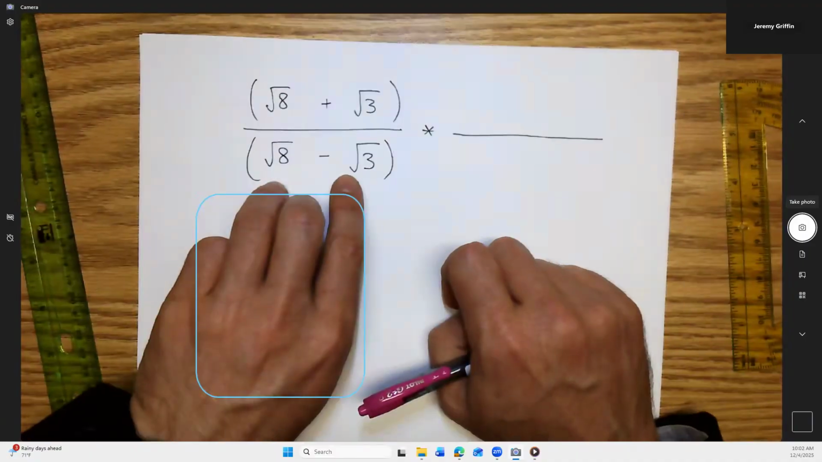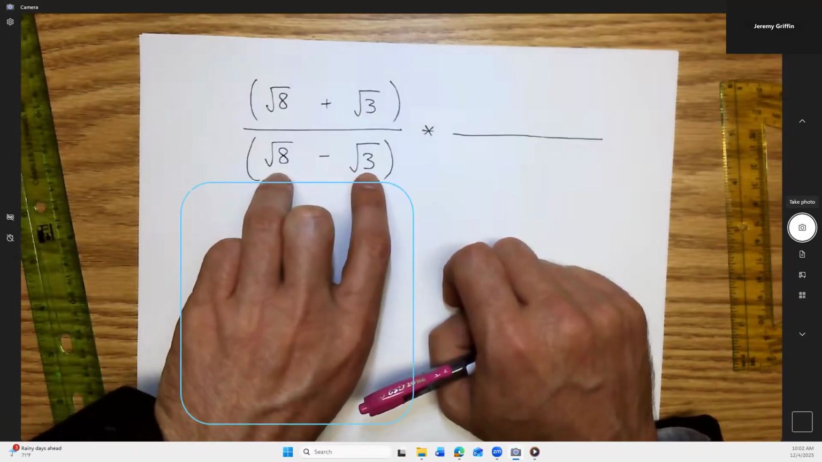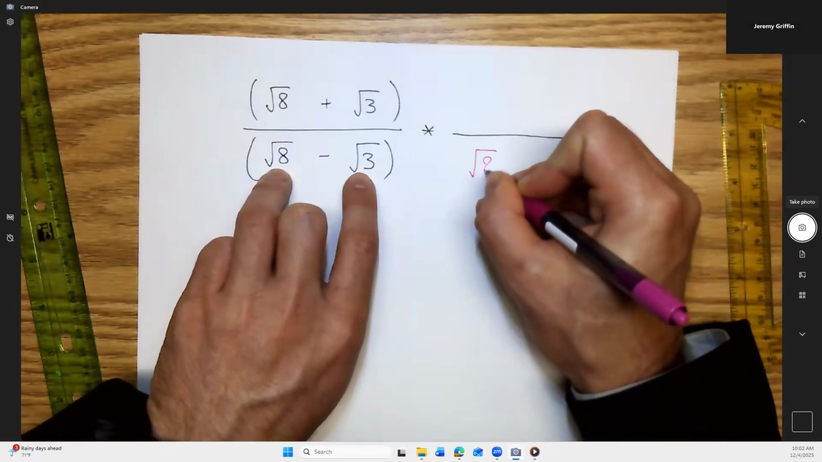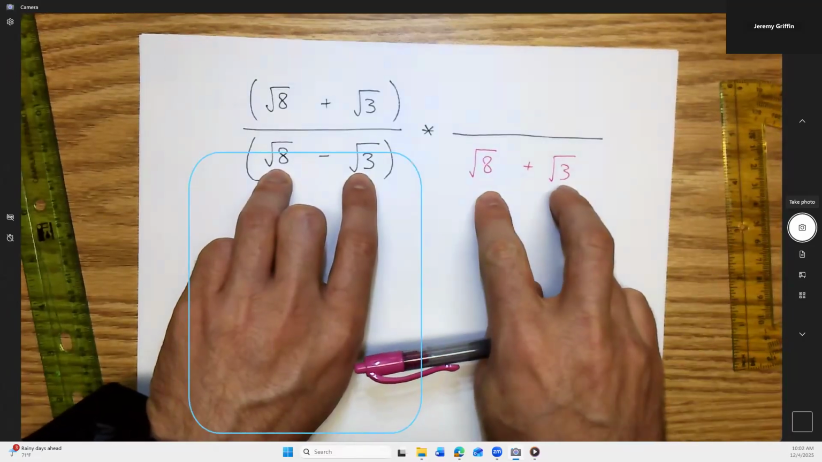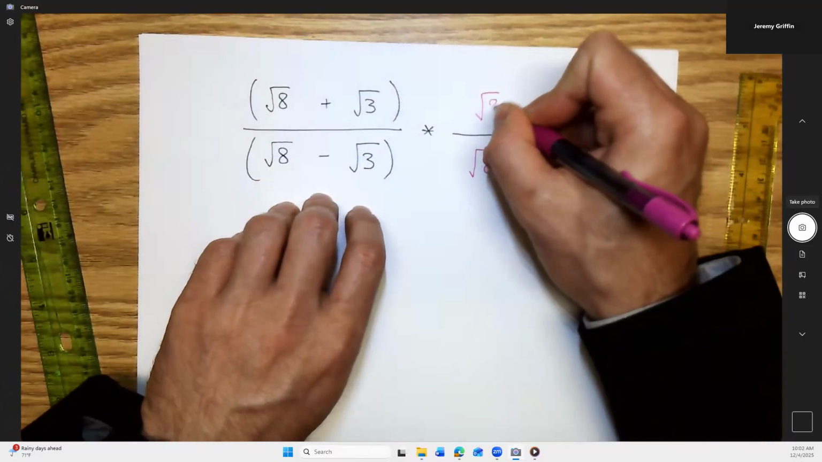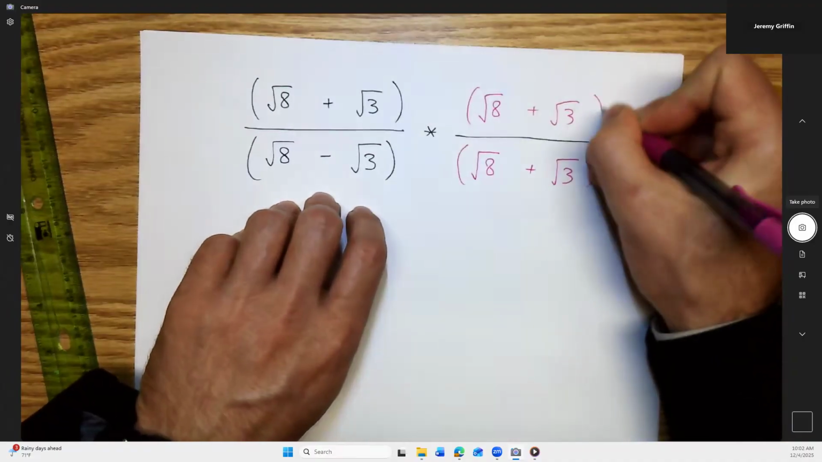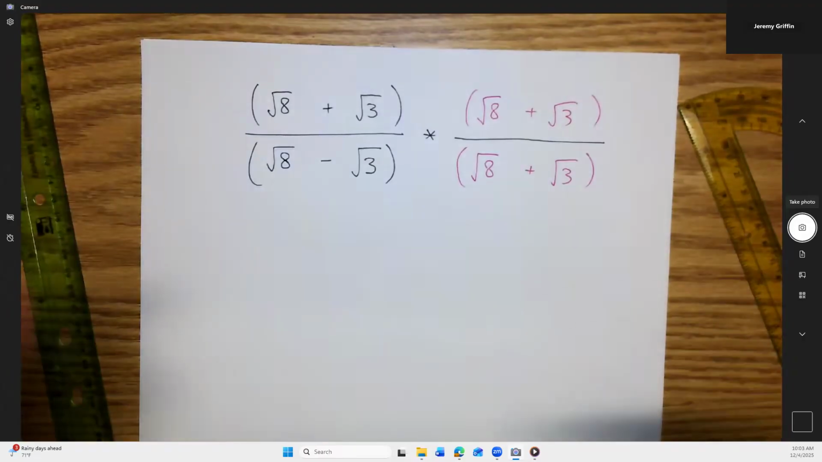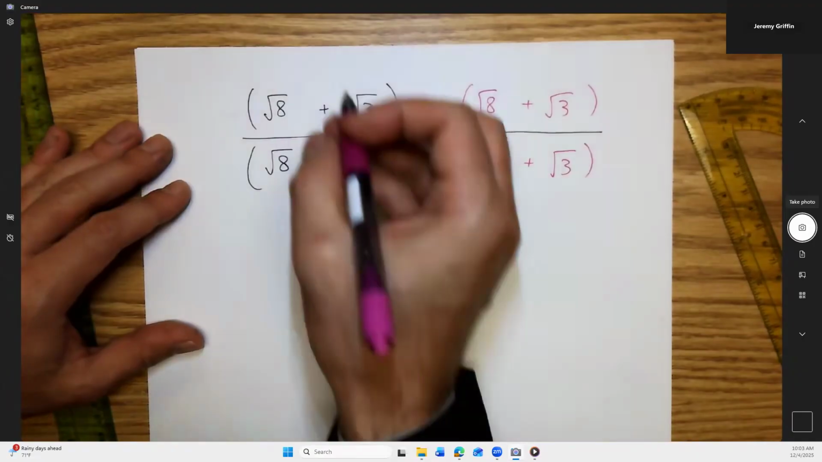Do you guys remember conjugate pair? Guys, what's the conjugate of this binomial here? Radical 8 plus radical 3. You just reverse the sign. But if I write that there, don't I have to also write that on top? Radical 8 plus radical 3? Because this fraction I just introduced is effectively equal to 1, isn't it? So that's kind of the theory of why this works. It doesn't actually change the expression other than get rid of the radicals.